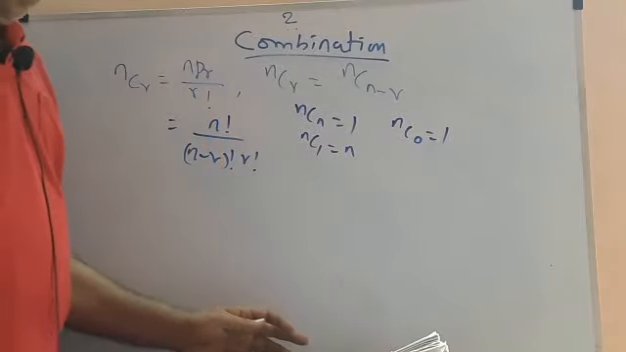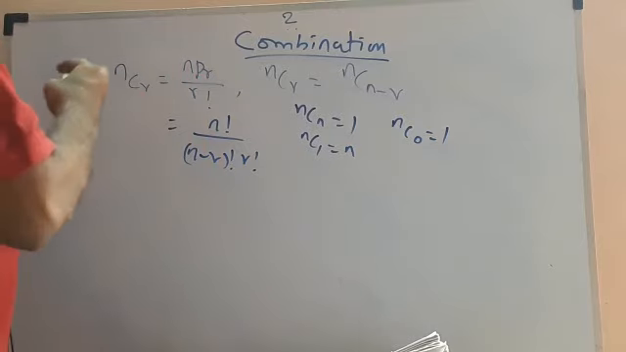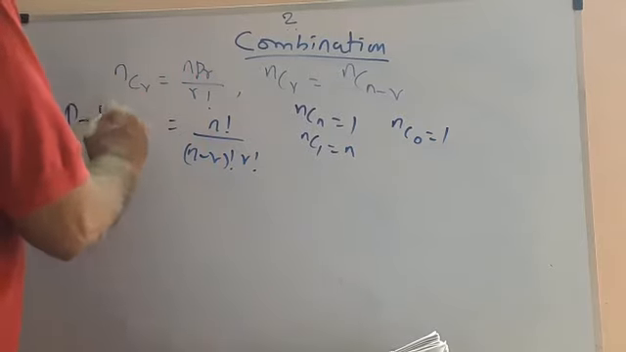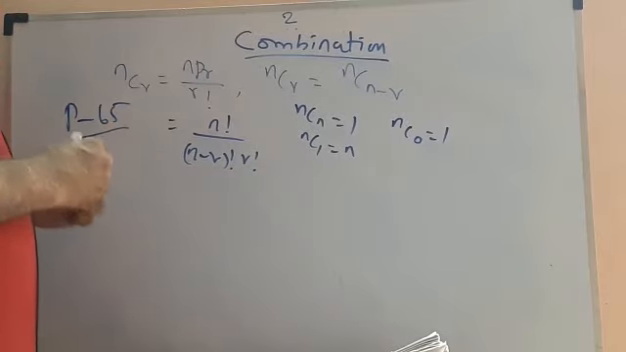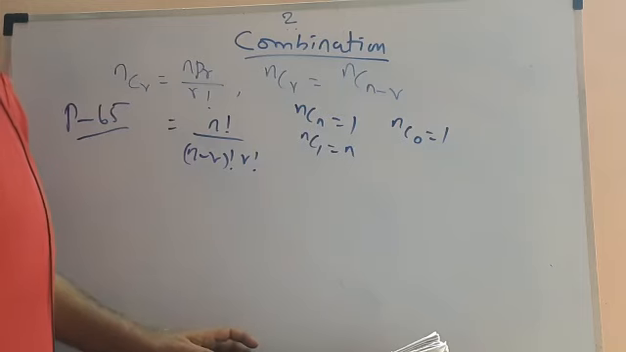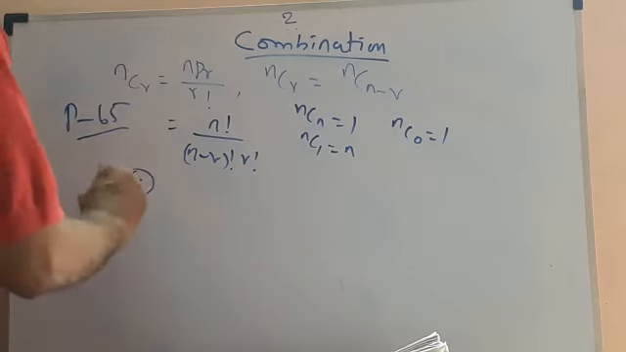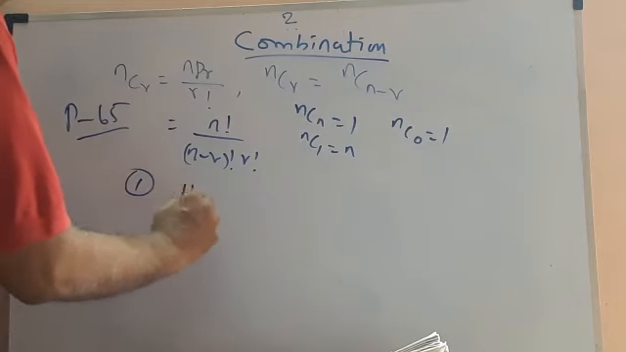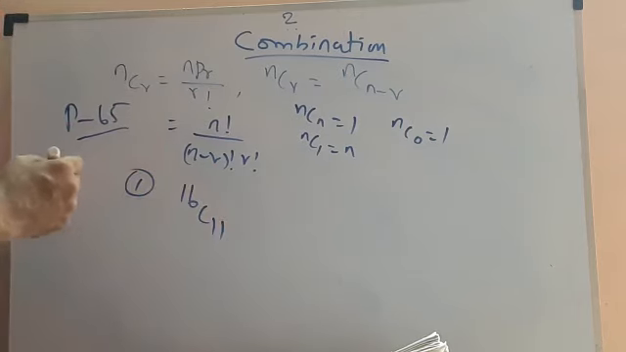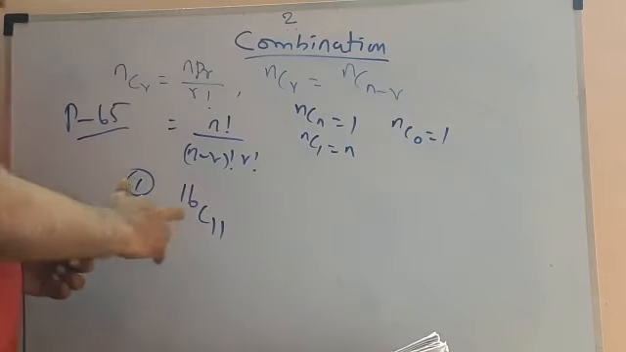Let us do some illustrations from your CMA. Page number 65, illustration 1. In how many ways can a college football team of 11 players be selected from 16 players? Answer is very simple. I have to select 11 out of 16 players. The possible number of ways is 16C11.